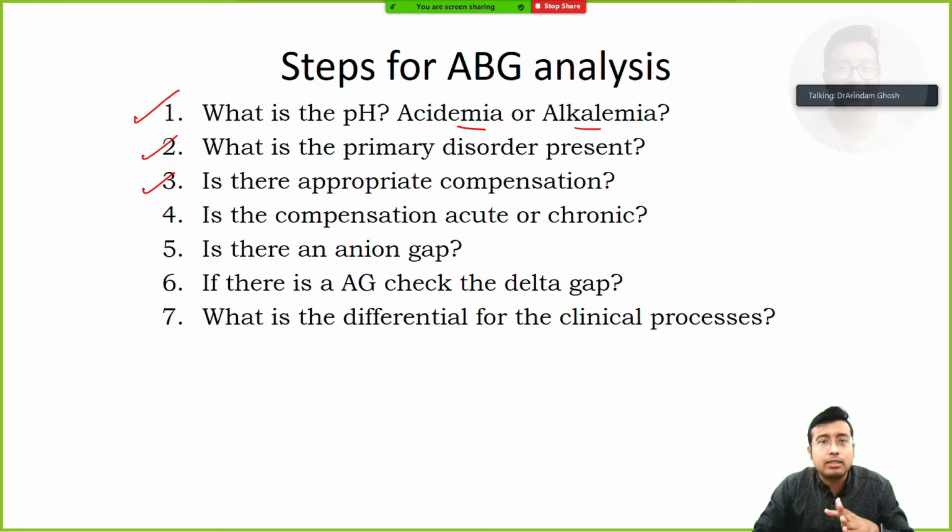Next, we learned, is there any appropriate compensation? Definitely the respiratory disorder is compensated by the metabolic way and the metabolic disorder is compensated by the respiratory pathway. We told you that the factor that is not contributing to the acid base disorder, that is which is not primary, is usually the compensatory factor, right? So, if the pH is brought back to absolutely normal level, it is full compensation. And if the pH is still not normal, but it is in the process of compensation, it is partial compensation. If there is no change in secondary parameter, it is no compensation. Okay, so we discussed till here.